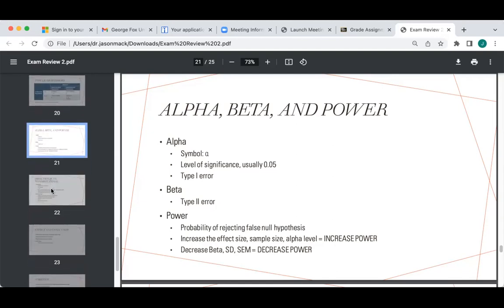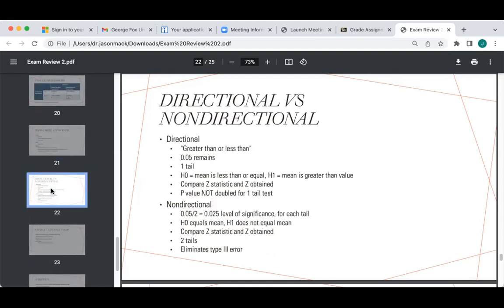Directional versus non-directional. Directional is usually worded as greater than or less than. It's for one tail. The p-value is not doubled for the one tail test. And then for non-directional, you have two tails. You have to divide the alpha level by 2 to get each tail. And then it usually eliminates type 3 error.